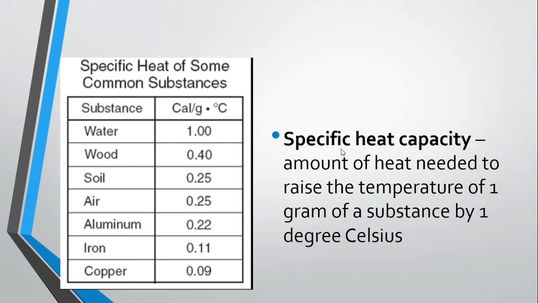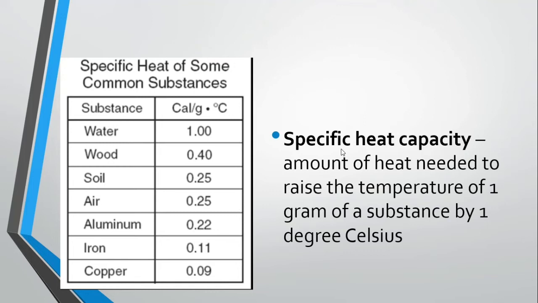So the property that is responsible for the faster heating of land and the slower heating of water is the specific heat capacity. Specific heat capacity is defined as the amount of heat needed to raise the temperature of 1 gram of a substance by 1 degree Celsius.